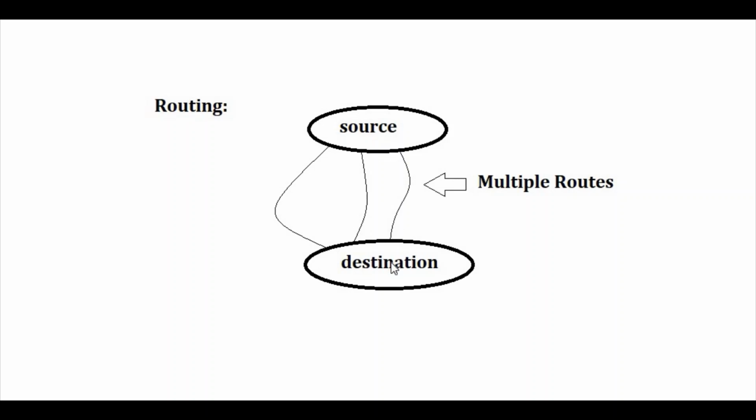So if this is source, this is destination, there will be multiple routes. Data can travel from source to destination via this route, or this route. It doesn't mean that data is always going to travel from source to destination. If destination wants to send something to the source, this becomes source and this becomes destination. So there are different nodes and multiple routes, and routing helps in selecting the best path or the best route between two nodes for the data to travel, right?